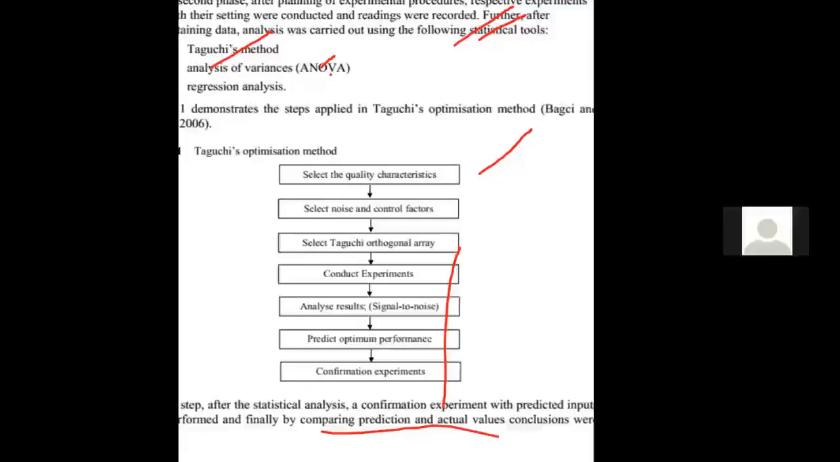Now, second, select the control factors, or what type of input parameters you have selected. You could have three parameters, four parameters, five parameters based on your research. Now select the Taguchi array design.